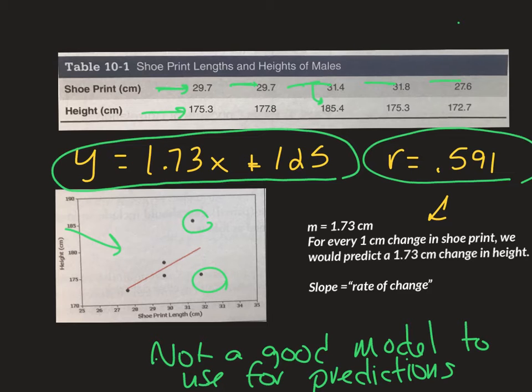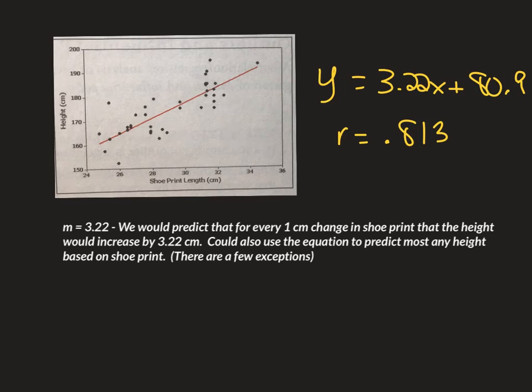So every 1 unit change in x, the y is going to change by 1.73. That's what slope means. That's rate of change. You should have learned that in algebra. This is not a good model for predicting because my R is not very strong. The picture is not very good. So this is not a very good model to use to predict things. Okay, here's a better example.